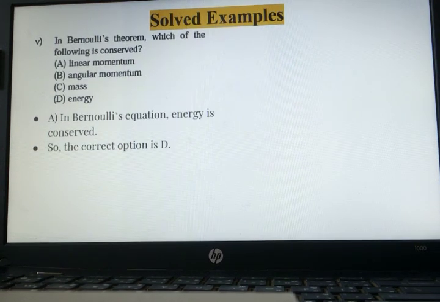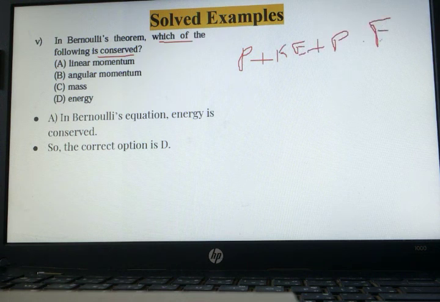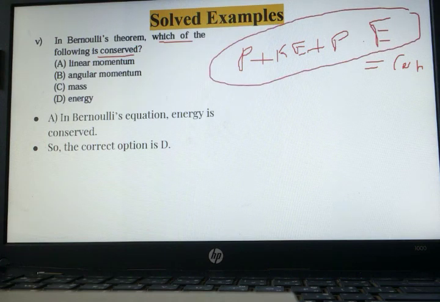In Bernoulli's theorem, which of the following terms is conserved? You have to understand this. Bernoulli's theorem states that pressure plus kinetic energy plus potential energy is equal to constant. This is Bernoulli's theorem. What are these three terms denoting? These three terms are denoting energy. So energy is always conserved in the case of Bernoulli's theorem. So the correct option is D.